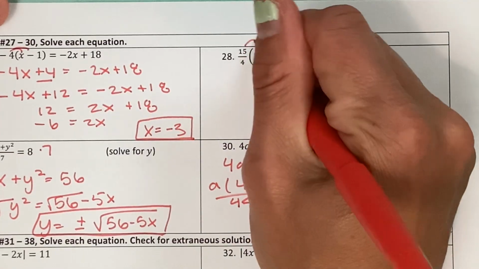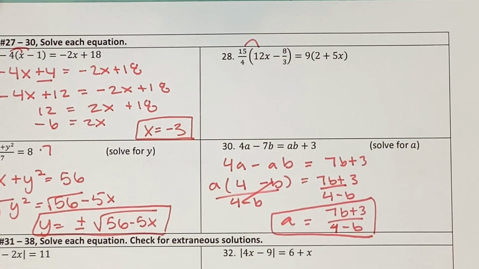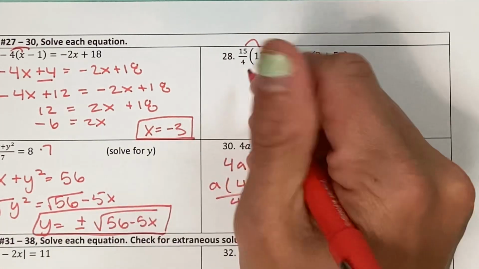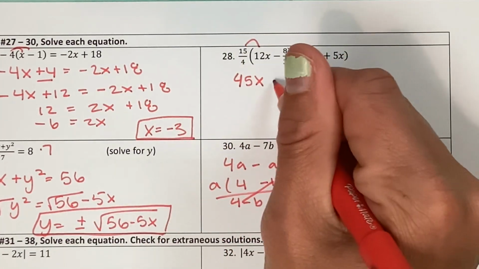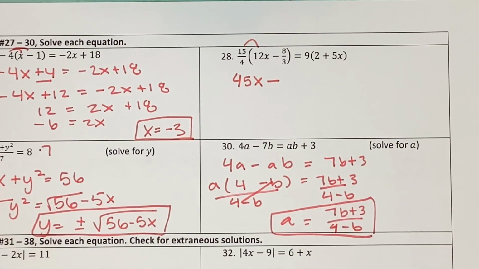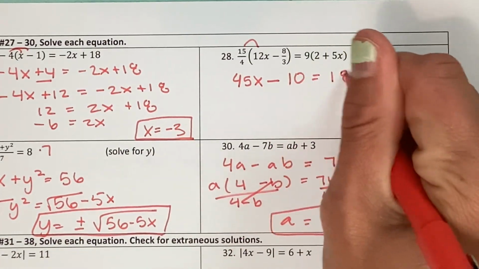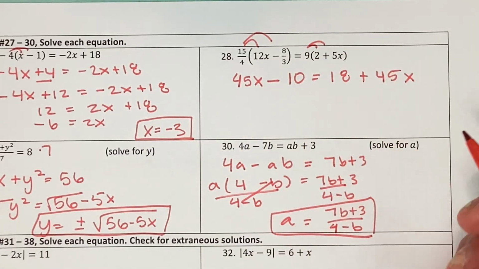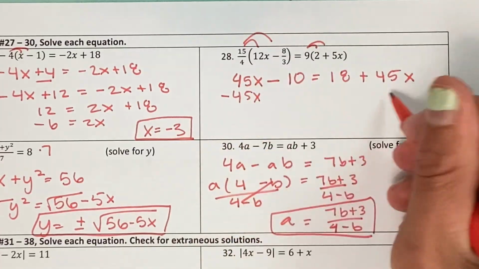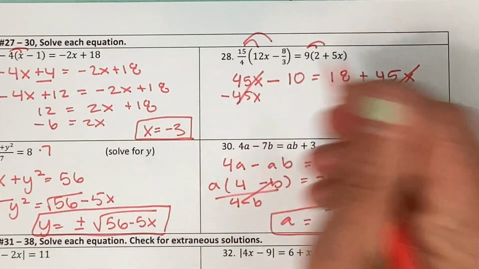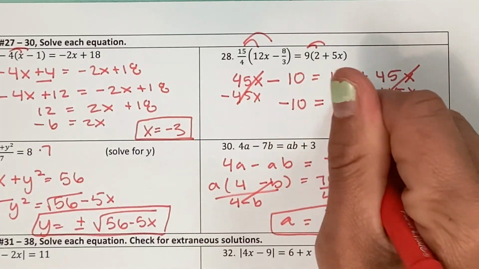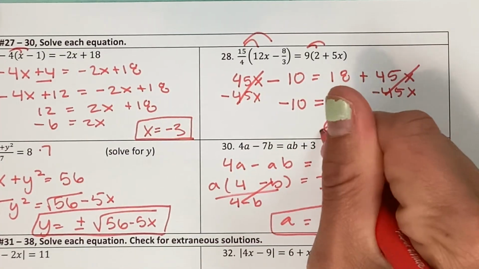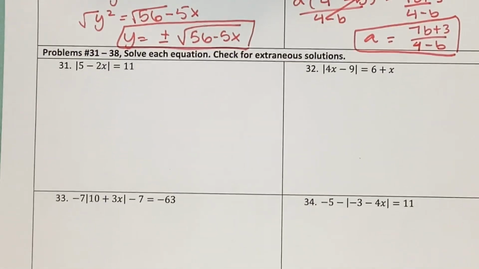All right, this one has a lot of fractions. Let's see. 15 times 3, that's going to be 45x minus 15 over 4 times 8 over 3 is going to be 10. And then 18 plus 45x. All right, so when I subtract 45x on both sides, your 45x's are going to cancel. So this is one of your special solutions. So because negative 10 does not equal 18, this is a no solution.